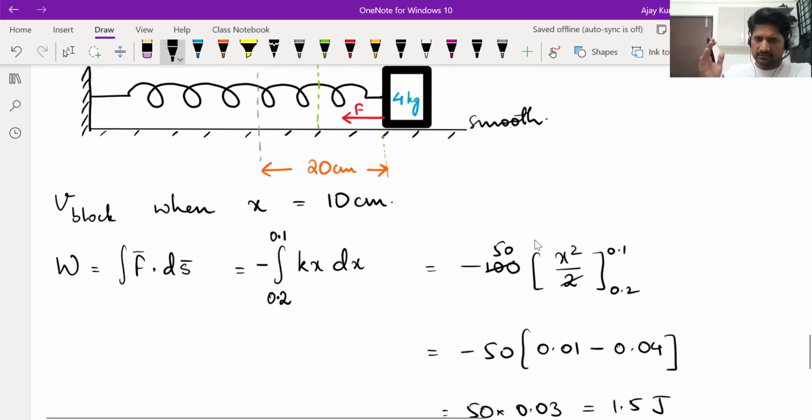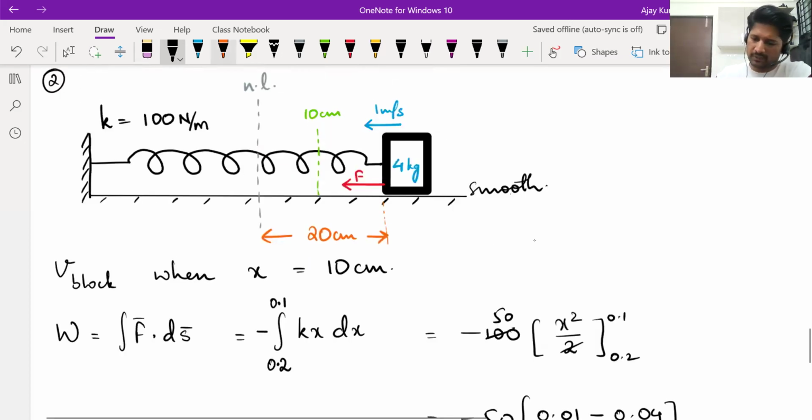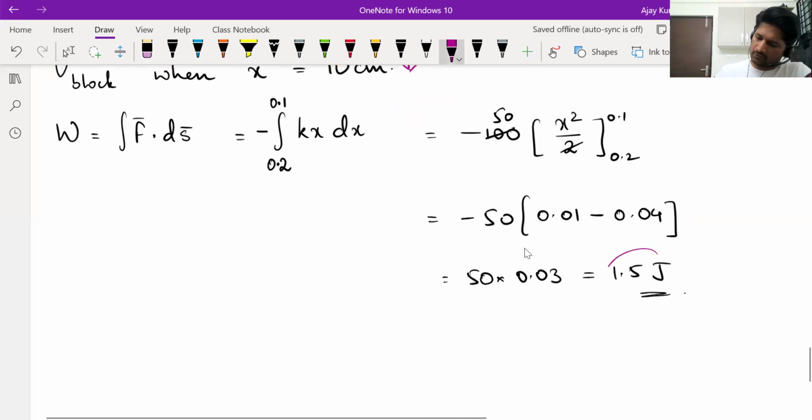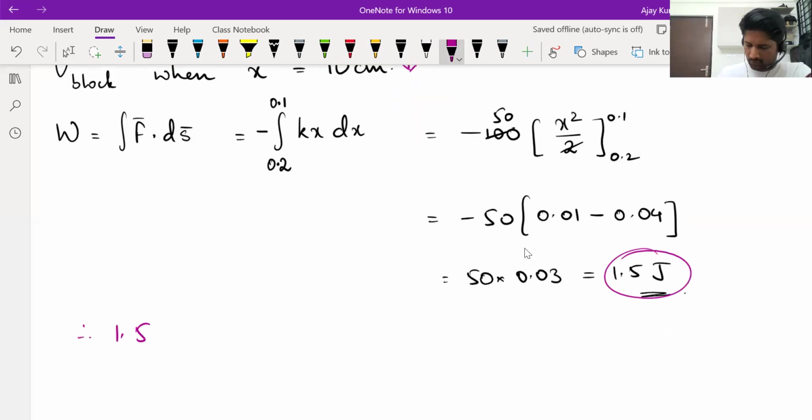And as the block moves to the left, there are 3 forces acting on it: spring force, its weight, and normal force. And for the same reasons as we discussed before, weight and normal force won't be doing any work. Then the work done by the spring force itself is the total work done. Therefore, this 1.5 joules can be equated to the change in kinetic energy of the block.